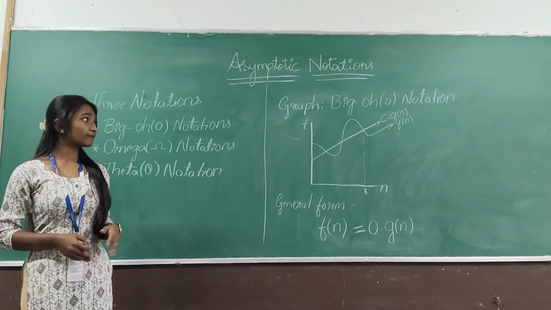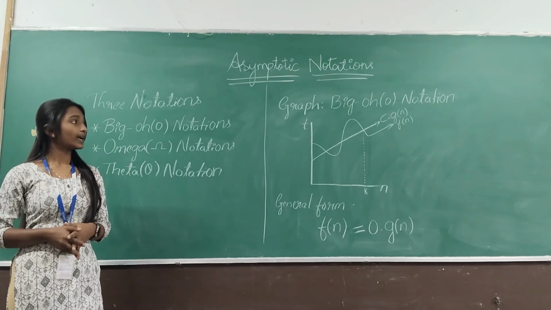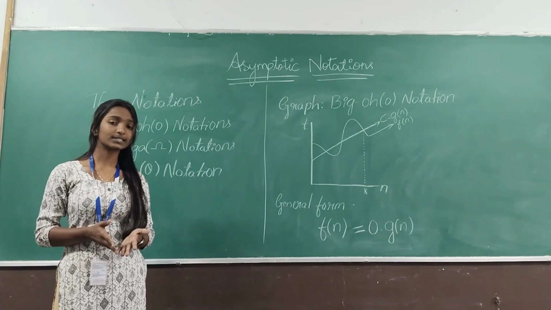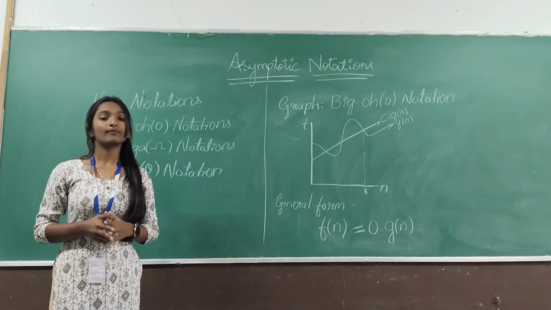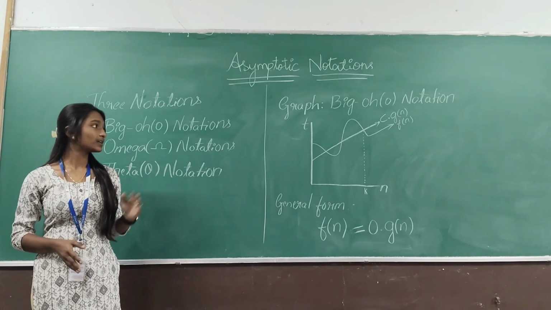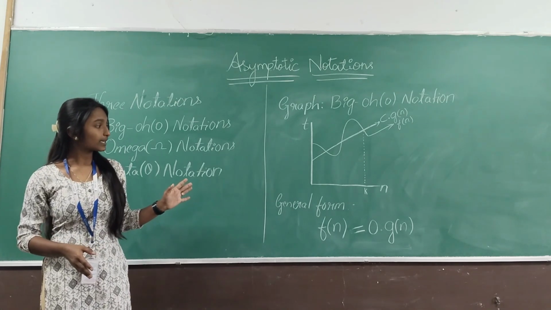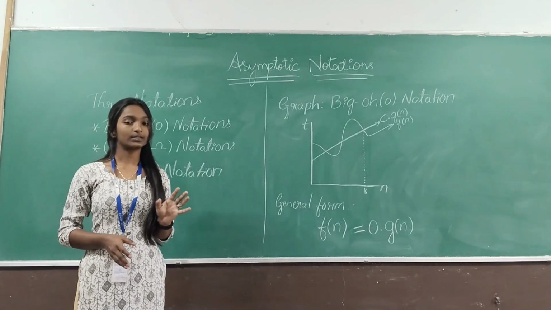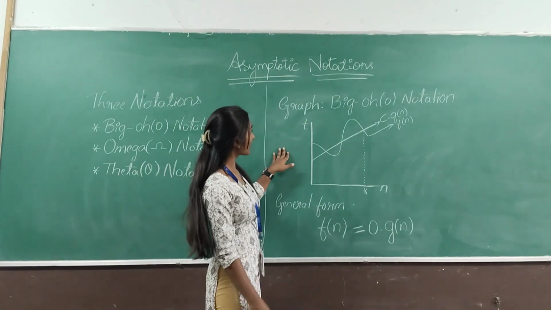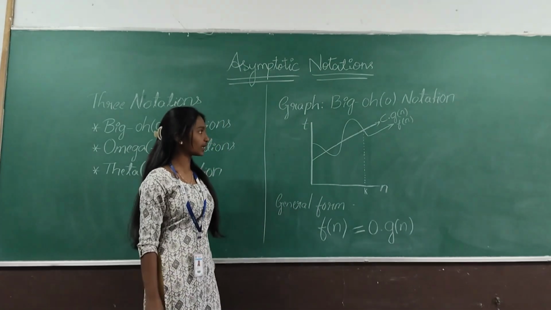It is the most frequently used notation and it represents the worst case of an algorithm. Worst case means the algorithm takes maximum time for an execution. And here we consider the least upper bound conditions. So this is the graphical representation of big O notation.